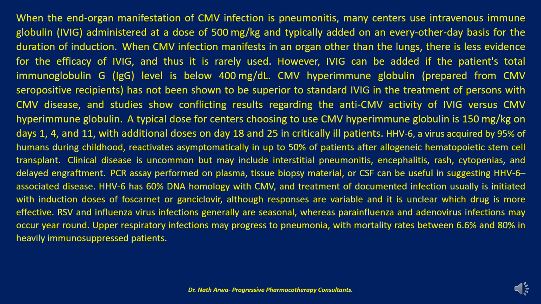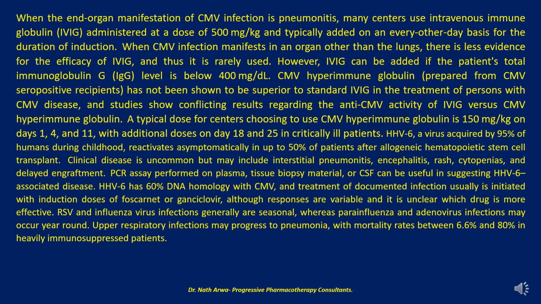HHV6, a virus acquired by 95% of humans during childhood, reactivates asymptomatically in up to 50% of patients after allogeneic hematopoietic stem cell transplant. Clinical disease is uncommon but may include interstitial pneumonitis, encephalitis, rash, cytopenias, and delayed engraftment. PCR assay performed on plasma, tissue biopsy material, or CSF can be useful in suggesting HHV6-associated disease.